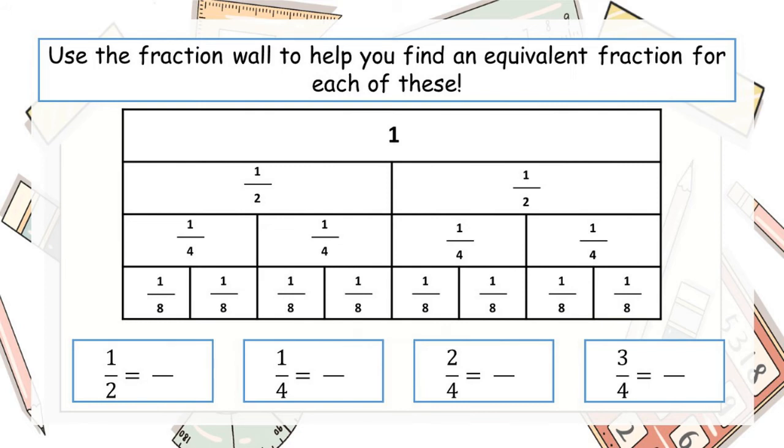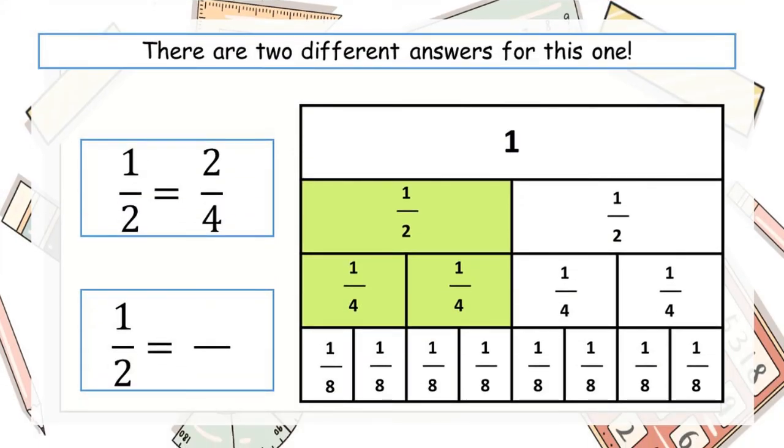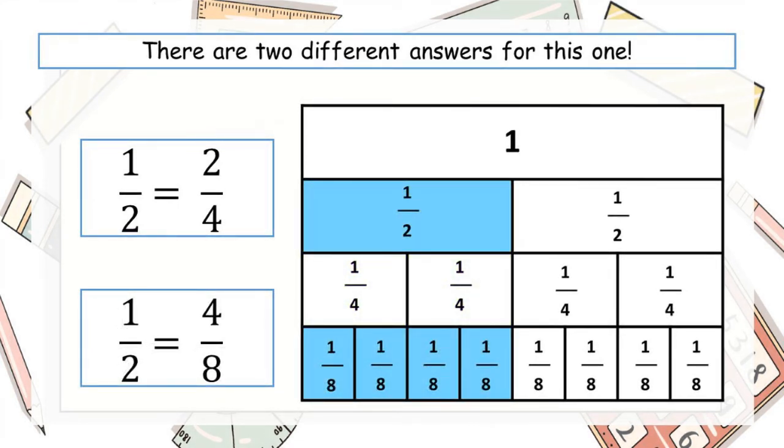Let's start off with 1/2. There's actually 2 equivalent fractions on the fraction wall to 1/2. If we look at the quarters, we can see that 2/4 is equivalent to 1/2. So that's one of them. The other answer, if we look down at the eighths, we can see that 1/2 is the same value as 4/8. So the other answer is 4/8. Either of those ones is absolutely correct.